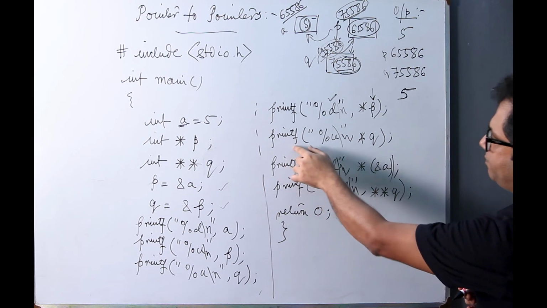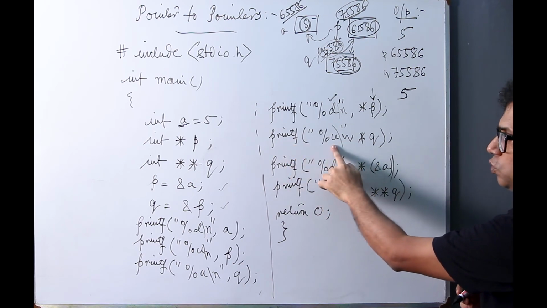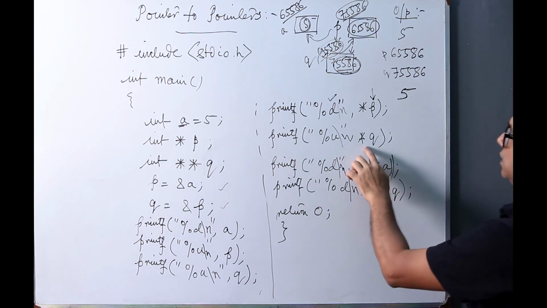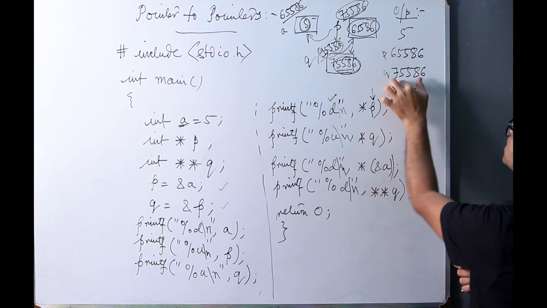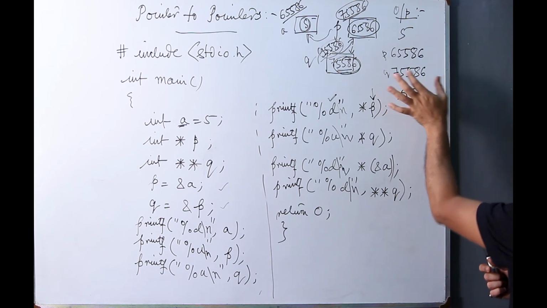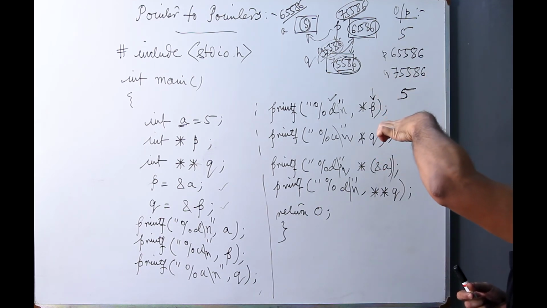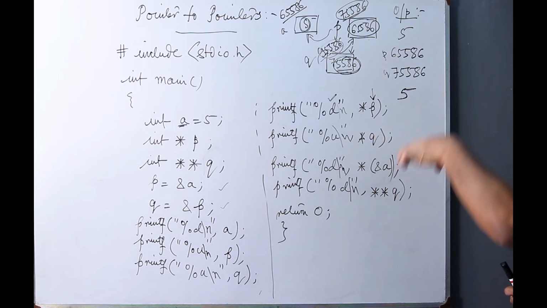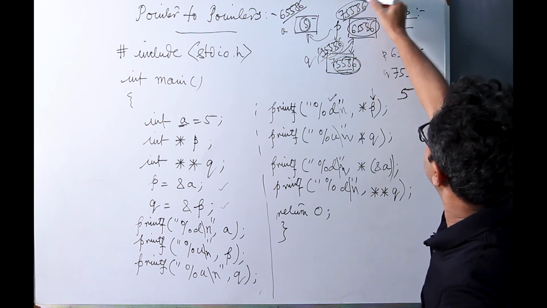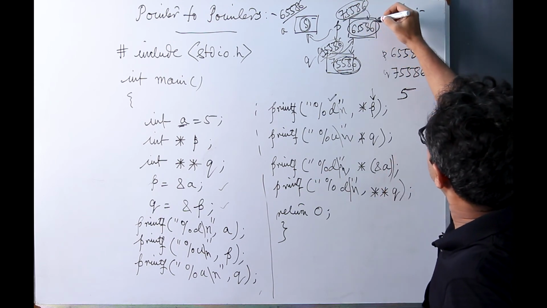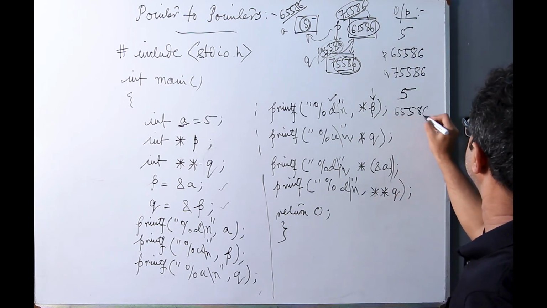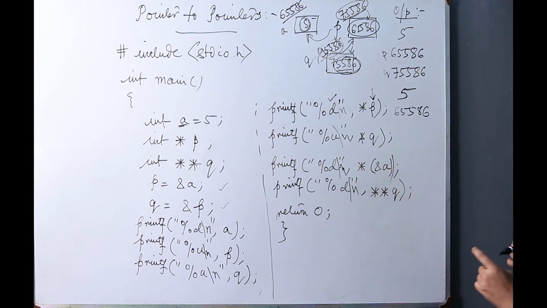So now comes this line, %u. Please take a note of this, because I am going to print an address. So what am I going to print? See, star q. Q is 75586. And what is star q? Value at 75586. That is, 75586 is this memory location. What is the value stored in it? The value stored in it is 65586. So we are going to print 65586 as the output of this line.